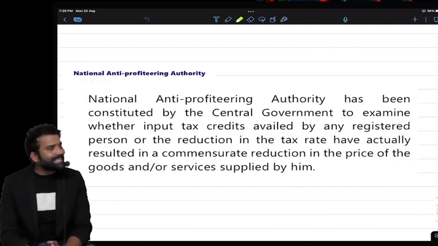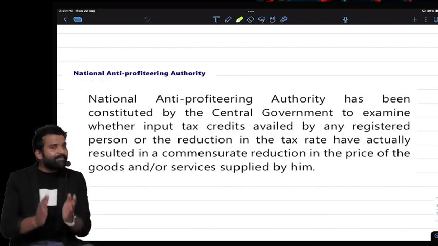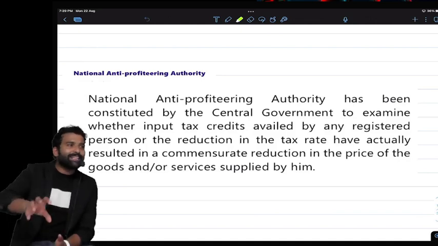The work of the authority is exactly what I'm telling you. They will look at the market. They will look at the impact on the prices.